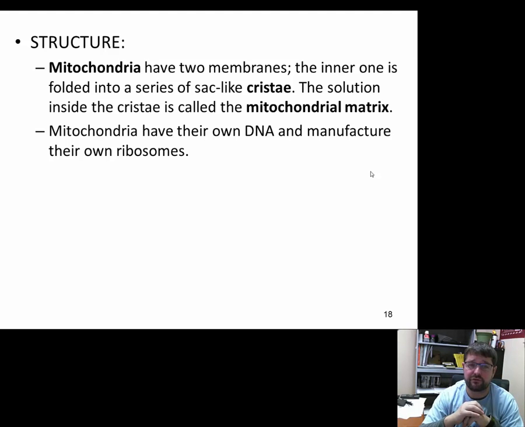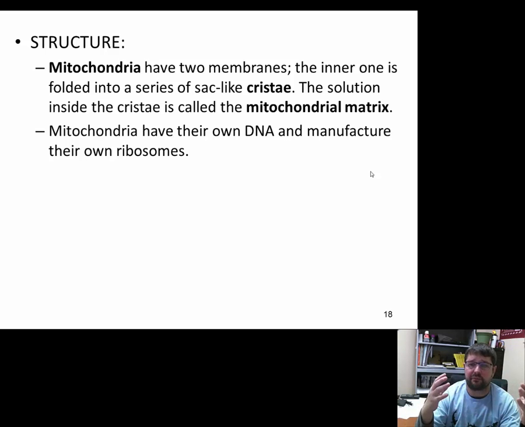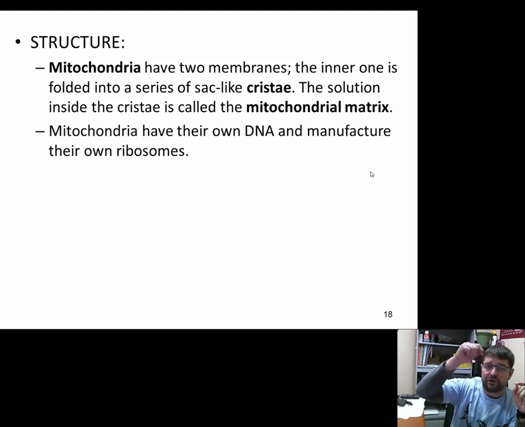So in order to increase surface area, we get these cristae, these sac-like regions inside the mitochondria that make up this mitochondrial matrix. And along these cristae, along these membranes, you're going to have a bunch of embedded proteins. We'll come back to this because we'll talk a lot about the electron transport system. But this is going to be the region of ATP synthesis.